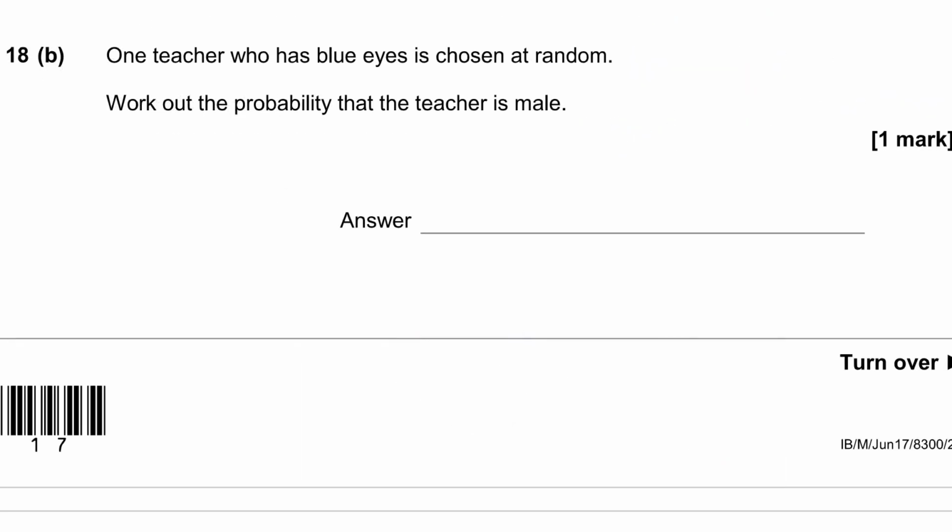Part B says one teacher who has blue eyes is chosen at random. Work out the probability that the teacher is male. So we want the probability that the teacher is male given that they have blue eyes.